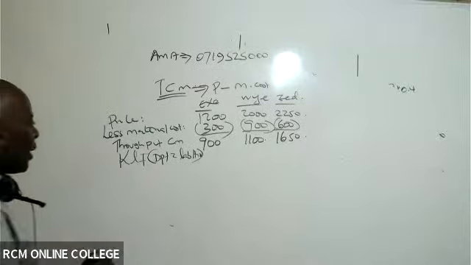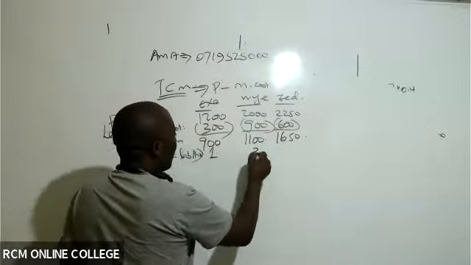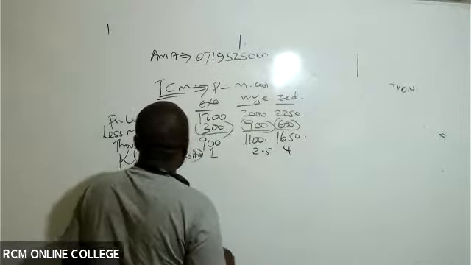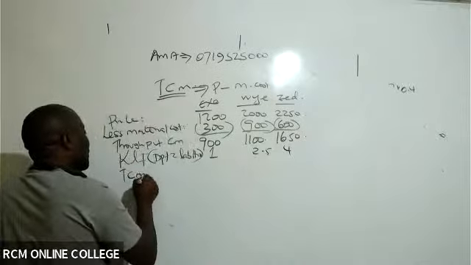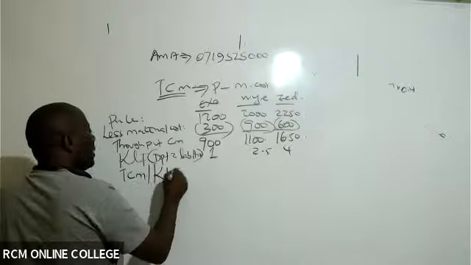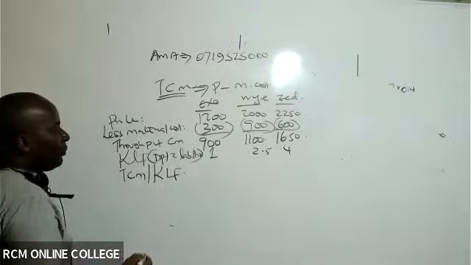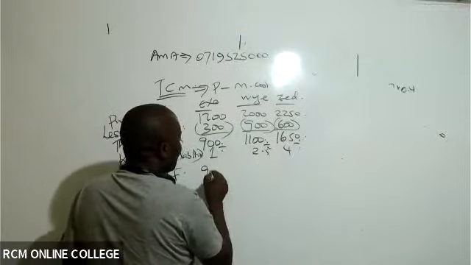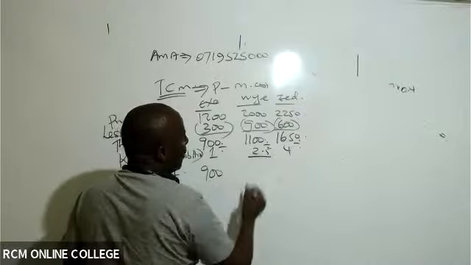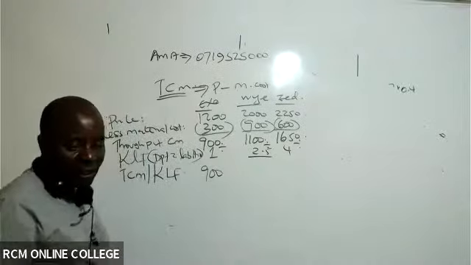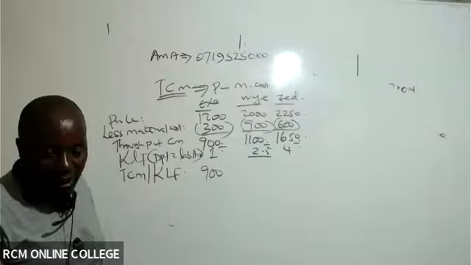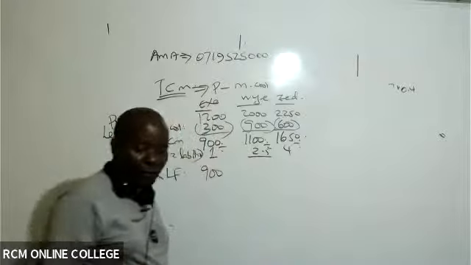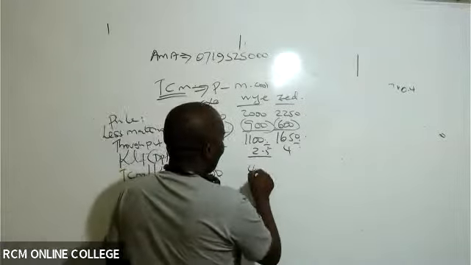So department 2, so we have here 1, 2.5. Then we have 4. So then you should be able to give us what we call the TCM, a key limiting factor. You divide these ones. So this is 900. So 1,100 divided by 2.5 gives me what figure? Is it 840 or 440? 440, I think, 440.